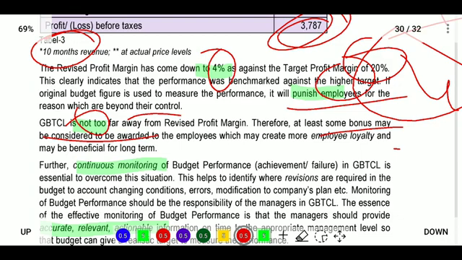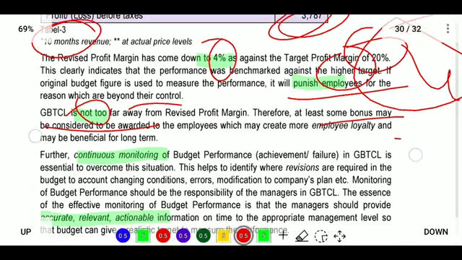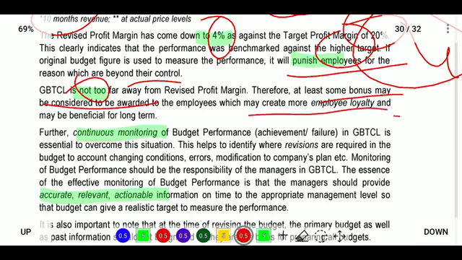So therefore at least some bonus may be considered to be awarded to the employees, which may create more employee loyalty and may be beneficial for long-term relations. It will create the employee loyalty.